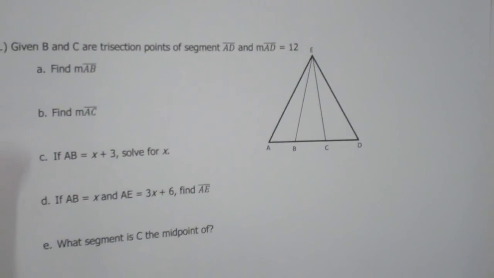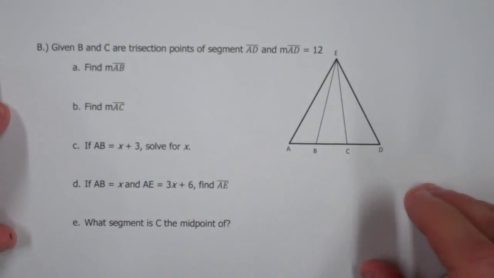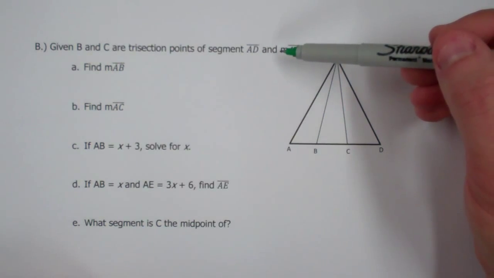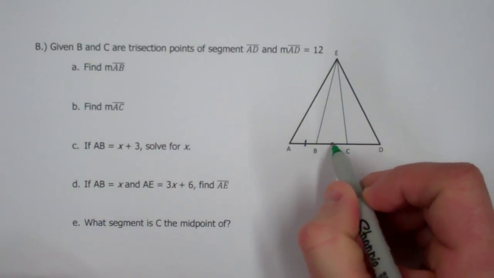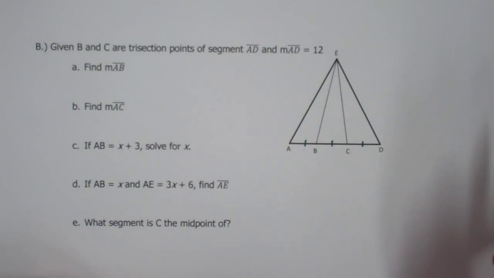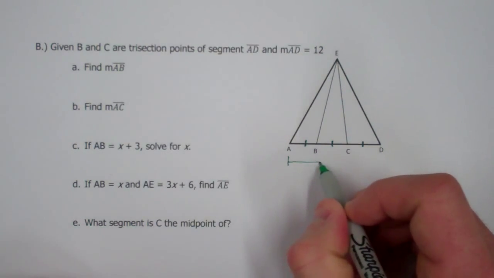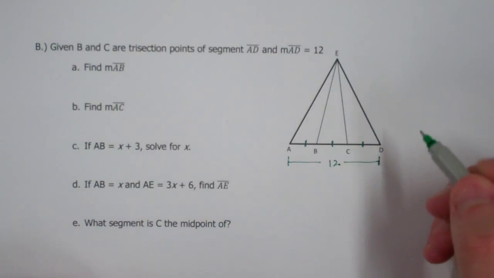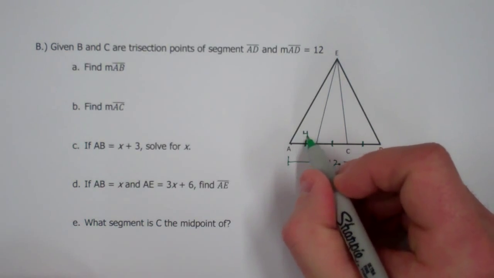There's another part to this example. Actually, we've got a few here, B and also C. So we'll take a look at those. We're given here that B and C are trisection points of segment AD. The measure of AD is 12. So from here to here is 12. 12 divided by 3 is 4, making each one of these segments worth 4.